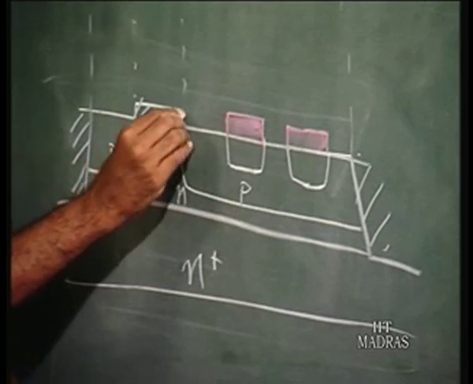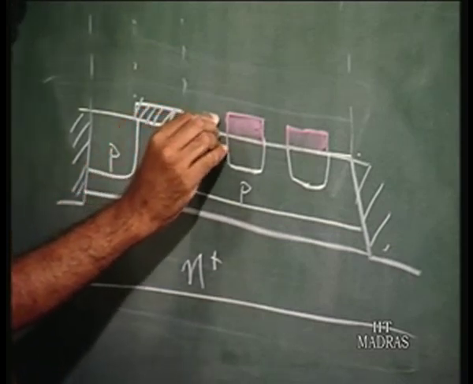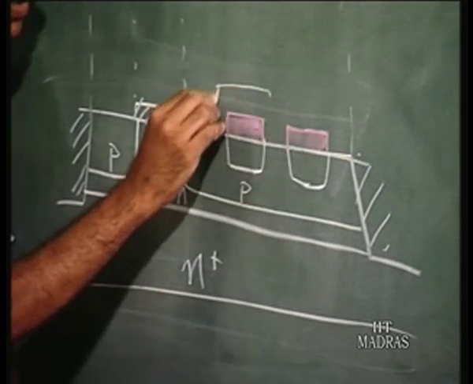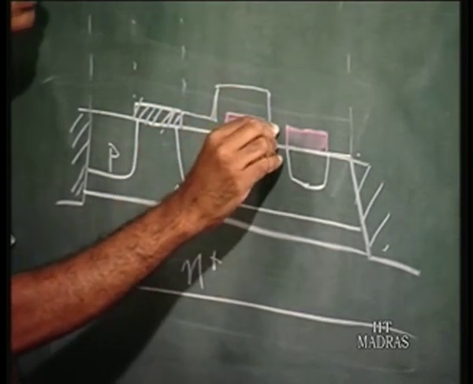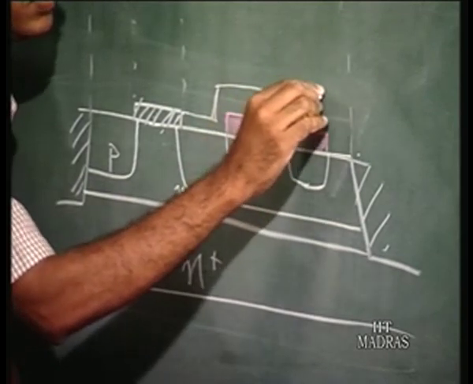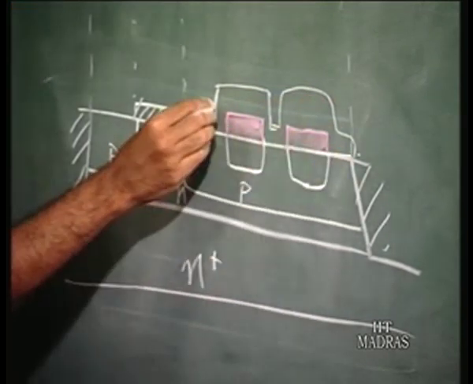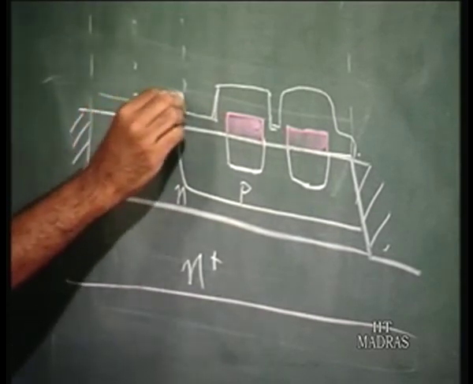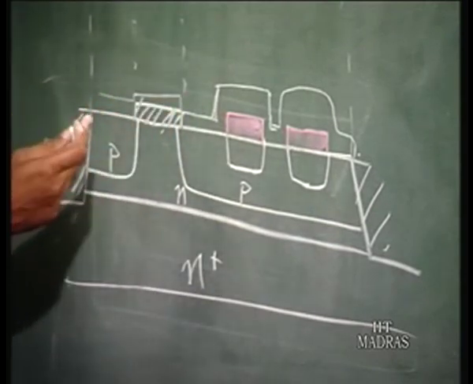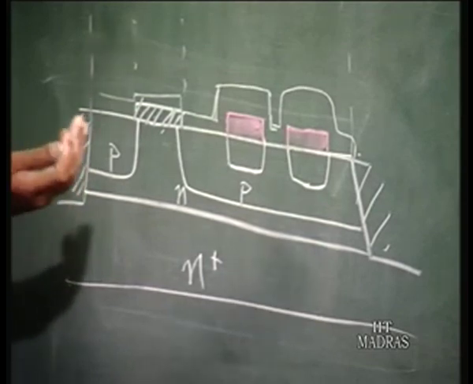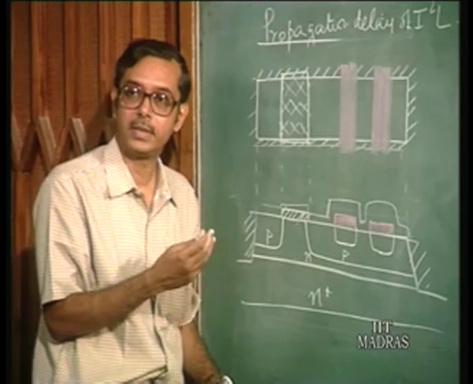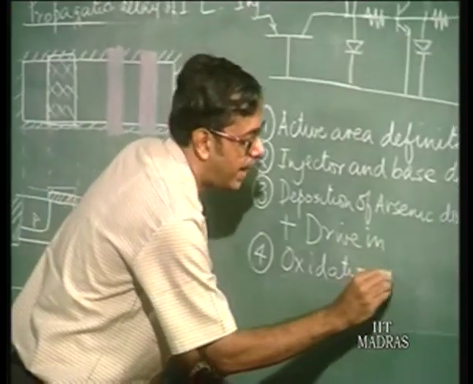So you have, say, an oxide here, but here it is going to be much thicker. Maybe here it is also much thicker. So you have silicon dioxide all over. Here also you have. So what you do is you oxidize, and then you etch back the oxide. You oxidize plus etch back.